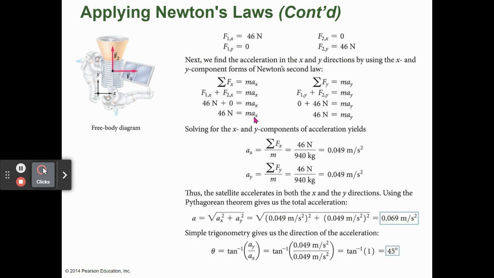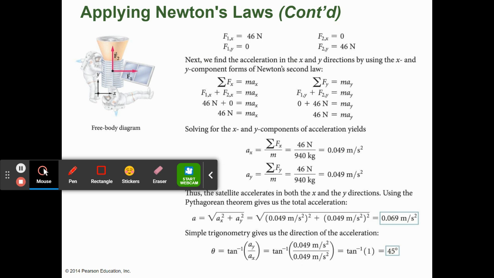Okay. Same thing with Fy. Okay, the forces going up are going to be equal to the two astronauts' forces pushing up. The first astronaut does not push up, so he has a 0 force up. The second astronaut pushes up with 46 newtons. So I can rearrange and find AY. So are we all good up to this point right here?